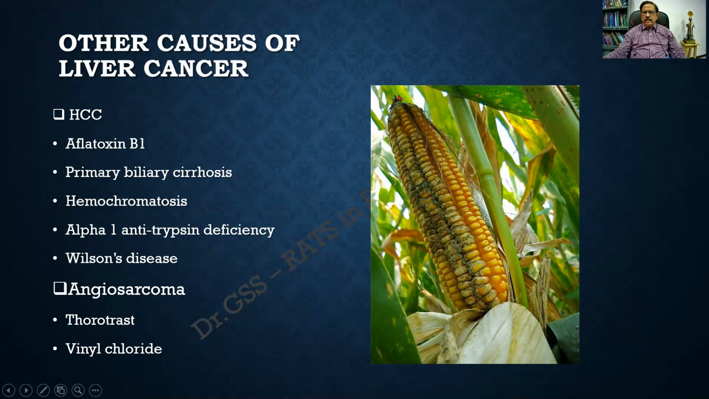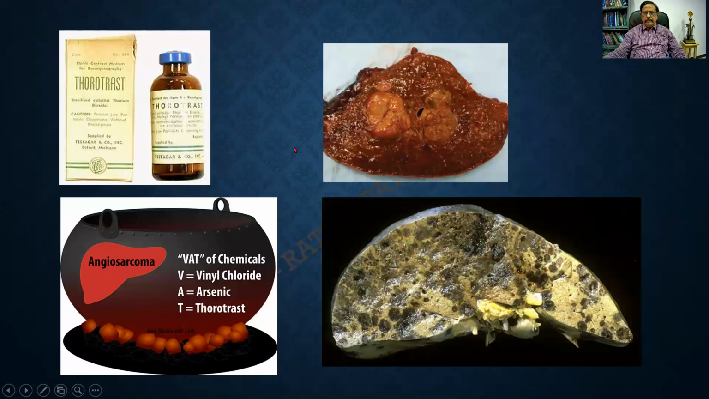So this is a crop, and I find that there are some blackish areas of contamination. This is a fungus that has grown in it, namely Aspergillus flavus. And this will be producing what is called aflatoxin B1. So the major source will be the grains stored in the granary, which are contaminated with Aspergillus, which can produce aflatoxin B1.